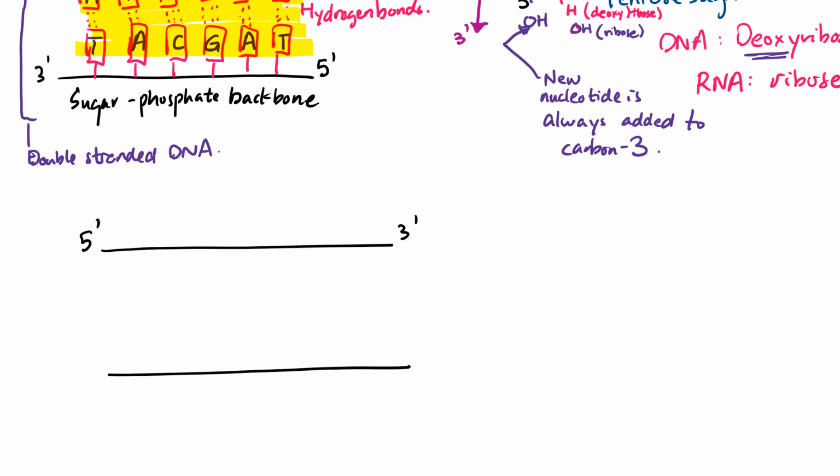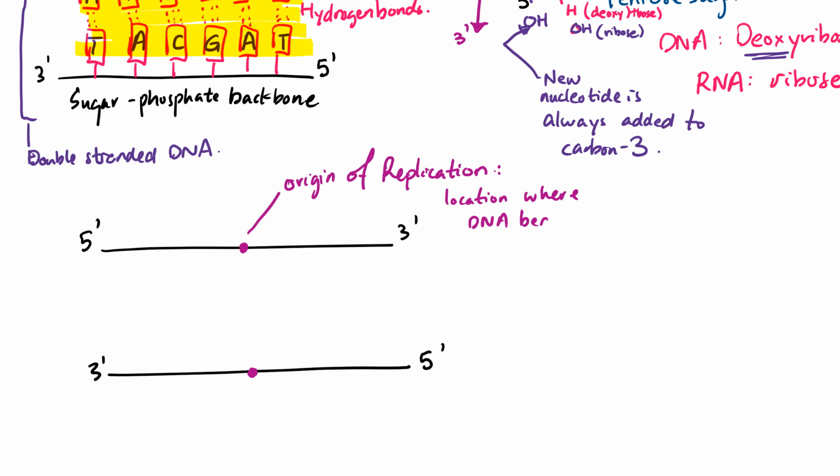5 prime, 3 prime, 3 prime, 5 prime. Somewhere in the DNA, right? There's this point over here called the origin of replication. Right? This is the place where DNA will start its replication process. So this is the location where DNA replication begins.